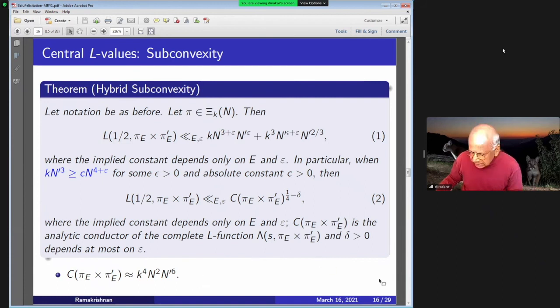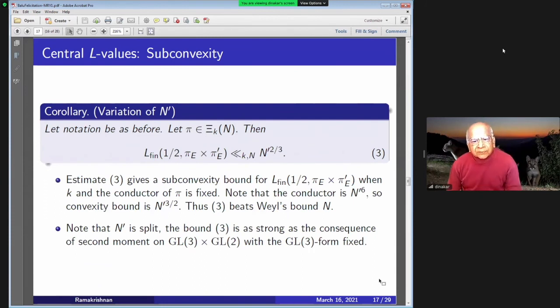So what happens is that this allows you to say something about L(1/2, pi cross pi prime) if I vary n prime. Our method consisted of averaging over pi, but after the non-negativity, we got bounds for each one. Now if you vary n prime, you get n prime to the 2/3. Actually, it's very interesting, I think, because it gives a subconvexity bound, and the conductor in the n prime direction is like n prime to the 6th. So n prime to the 3/2 is the convexity bound, and n prime to the 2/3 is less.